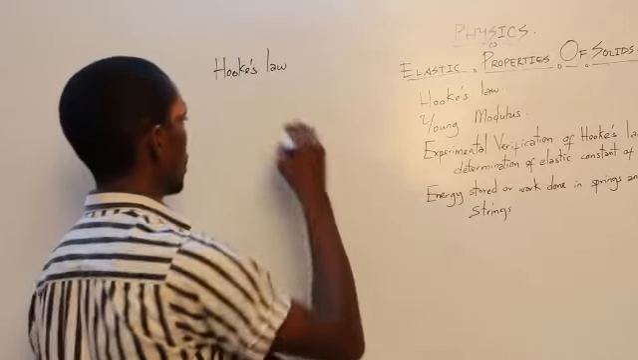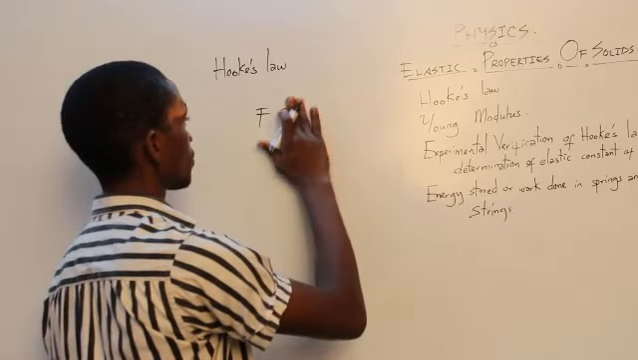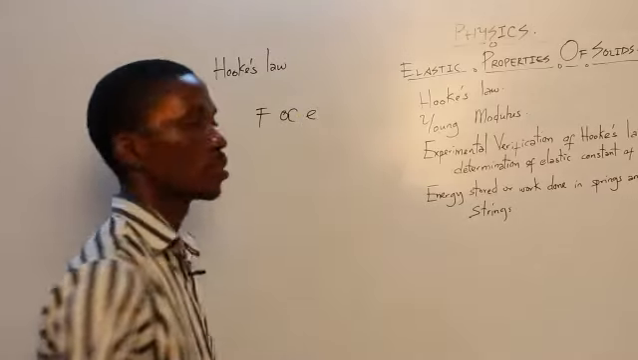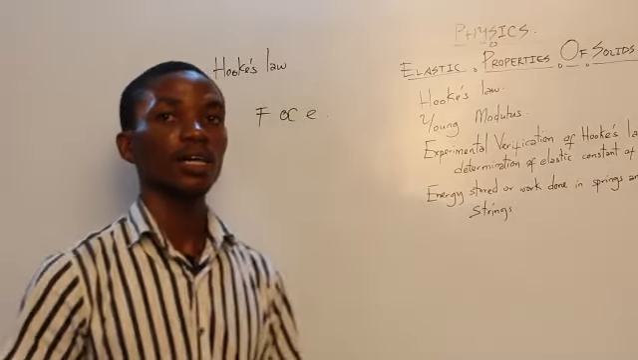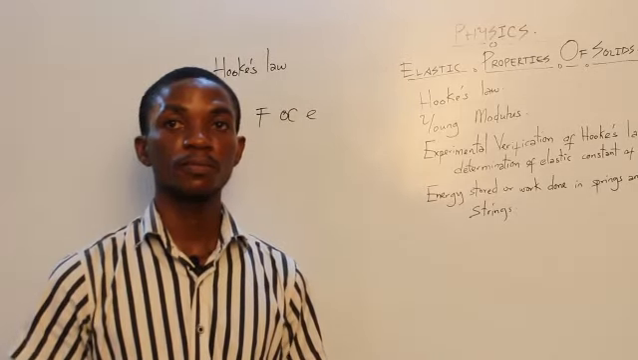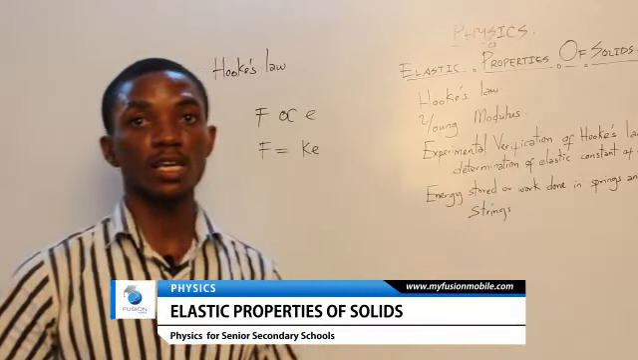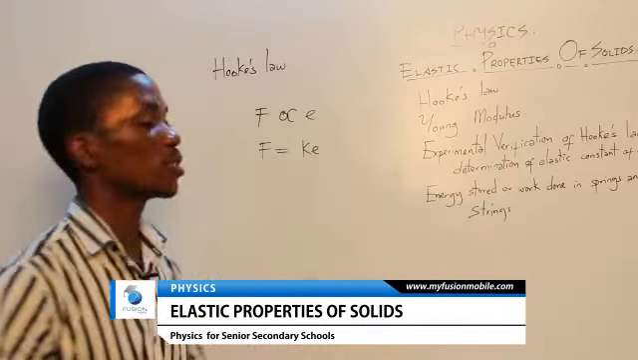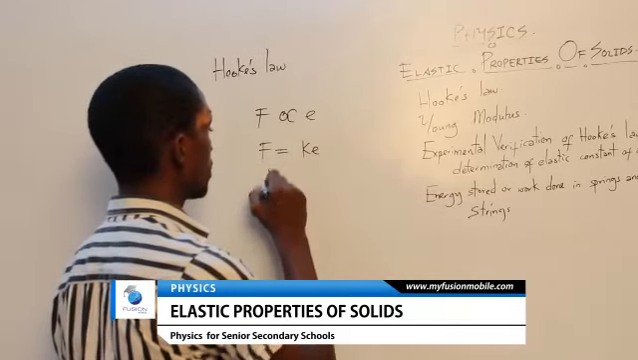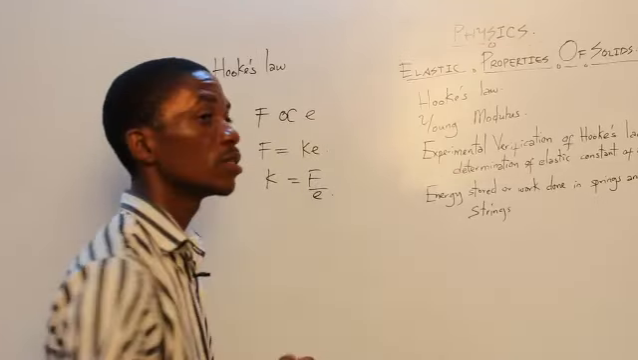That is, F is directly proportional to E, where F is the force and E is the extension of the spring. The expression becomes F equals KE. Now this K here represents the stiffness of the spring. So we can say the stiffness of the spring is given as F over E.